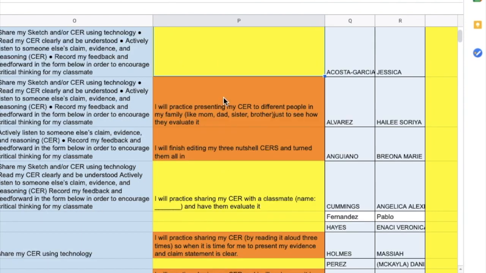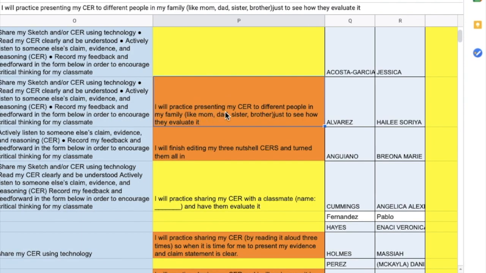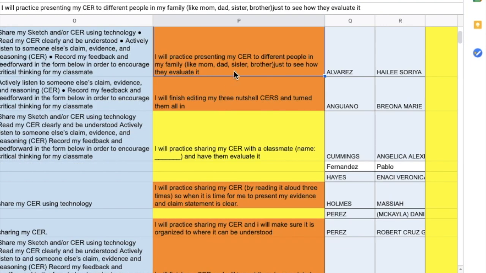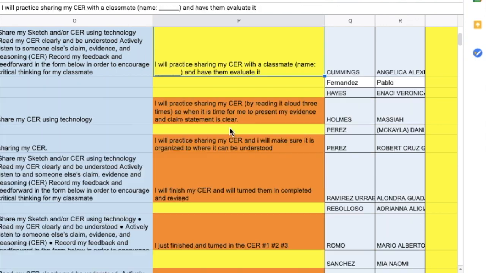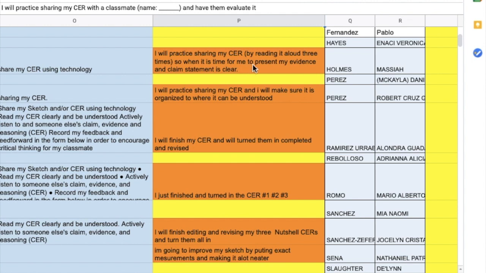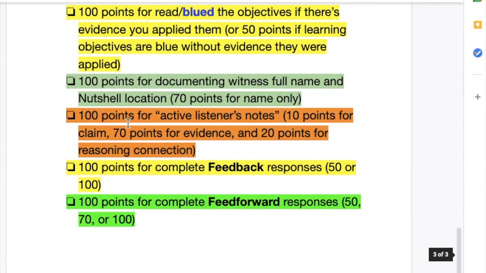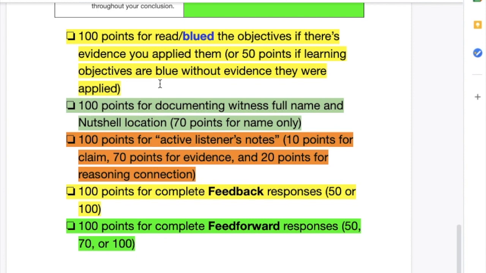You can see I've given students who are making it clear like that, they get an orange cell here, and that means they get 100 on their daily 10% work grade. And this one, and there's another one, I will finish editing my 3 nutshell CERs and turn them all in, and then practice presenting. So in this case, they presented 2 people there and their family. So I will practice sharing my CER by reading it aloud 3 times, so that when it is time for me to present my evidence and claim statement, it is clear. So that's a good example of one. It's testable and falsifiable.